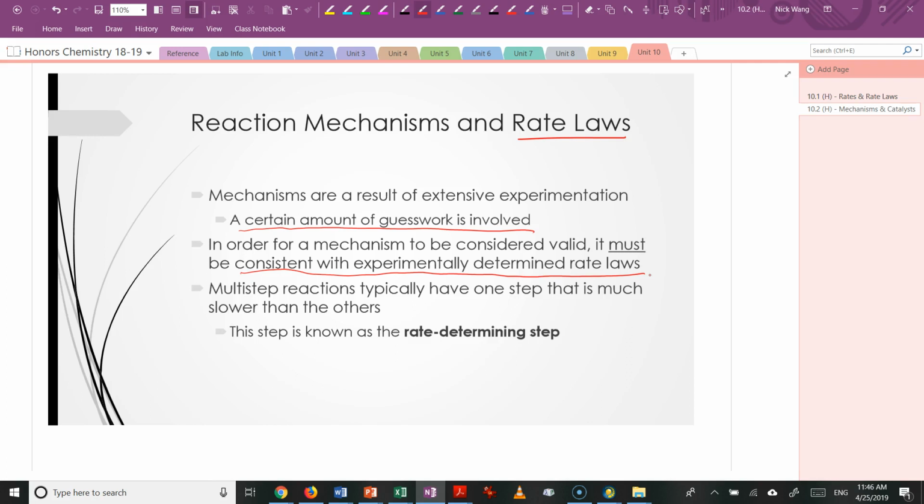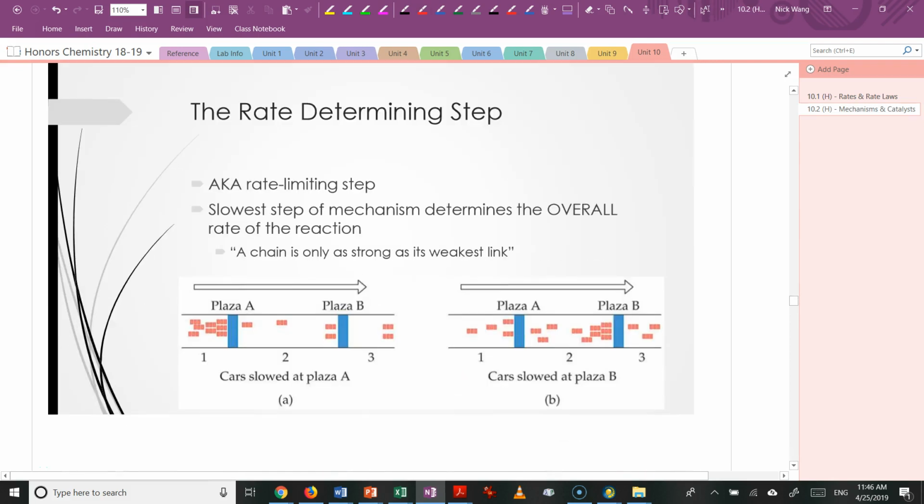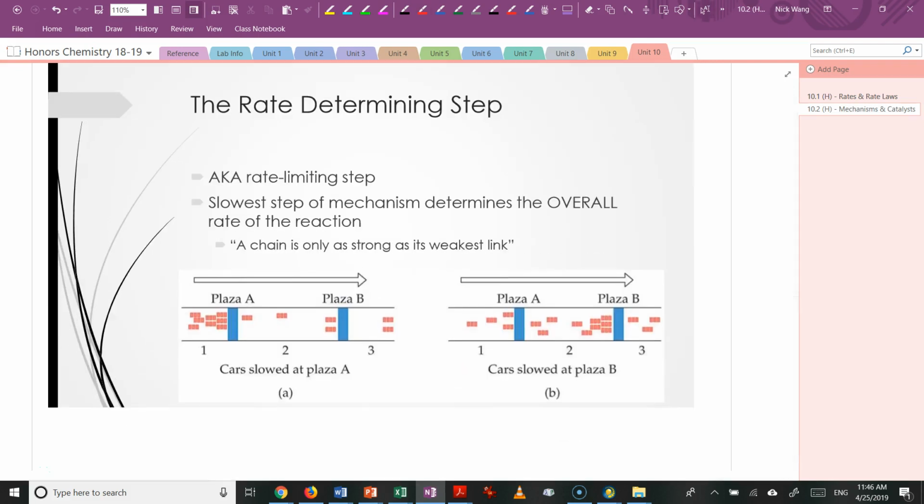And multi-step reactions, which is pretty much everything we're seeing here, typically have one of those elementary steps that is much slower than the others, and this step is called the rate determining step. So let's use this analogy here. Let's say we have a road, right? It's got a highway, you have Plaza A, Plaza B for toll booths, right?